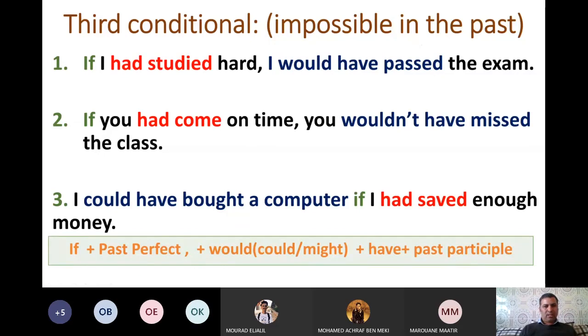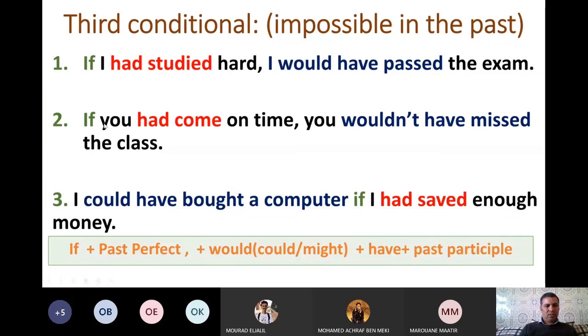It's like imagining what really happened in the past, the opposite of what happened in the past. So if I had studied hard, I would have passed the exam. It means I didn't study hard, so I didn't pass the exam. This is what happened in the past in reality. Now, it's like an expression of regret. I'm supposing the opposite, and I say, if I had studied hard, the situation would have been different. Maybe I failed, but if I had studied hard, I would have passed the exam.